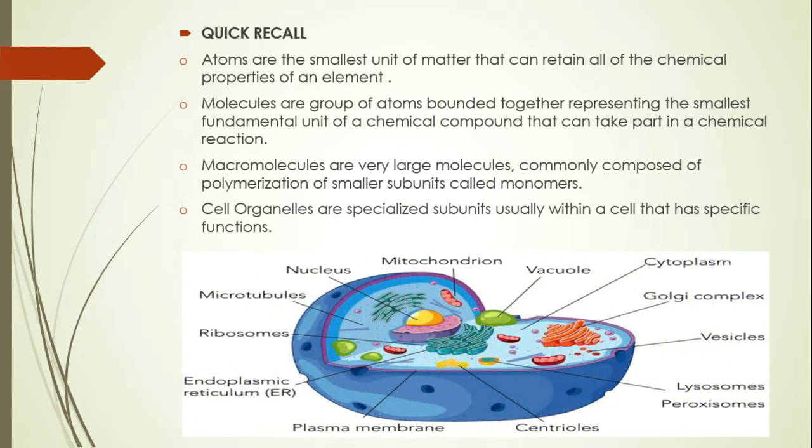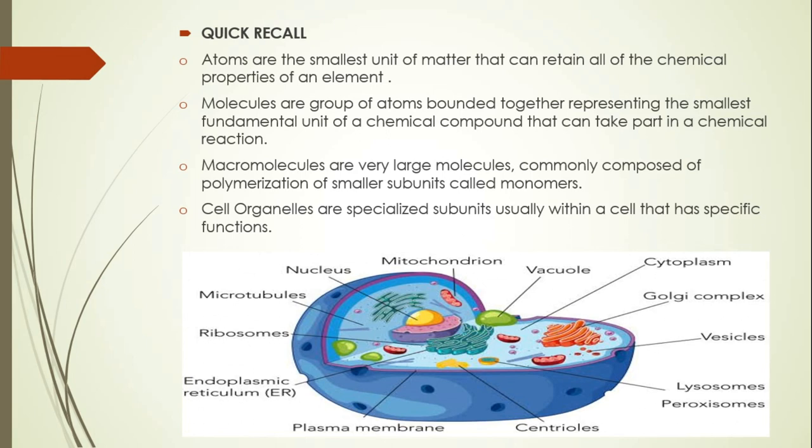Now, let's quickly have a recall on some of these terms. Referring to an atom, we are referring to the smallest unit of matter that can retain all the chemical properties of an element. Remember what matter is from our chemistry. We define matter as any substance that has weight and can occupy a space. Of course, talking about matter, matters are basically composed of atoms. The word atom should be something we are so familiar with, right from our chemistry.